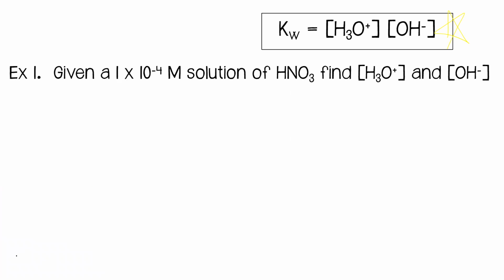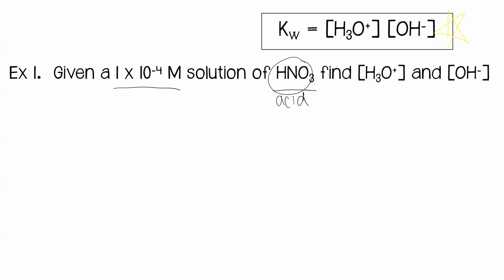So in this case, it says given a 1 times 10 to the negative 4th molar solution of HNO3, find both the hydronium and the hydroxide concentrations. Well, the first thing you have to look at is, what is this substance? Is it an acid or a base? And hopefully you're aware that it is an acid. And now that you know how to name these, hopefully you specifically know it's nitric acid.